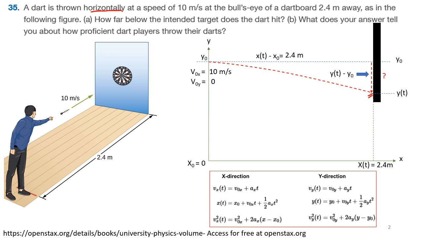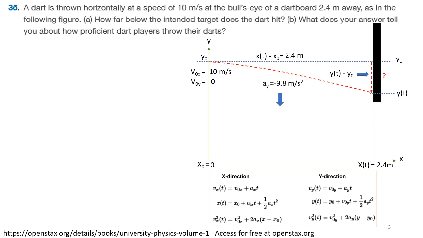So we have to check the equations. Which equation is useful here? You can see the equations in y. The second equation connects y_t, y_0, v_0y t, and half a_y t squared. Here t is the time taken from the starting point to the ending point, so we need to calculate that. So let's take this y equation.